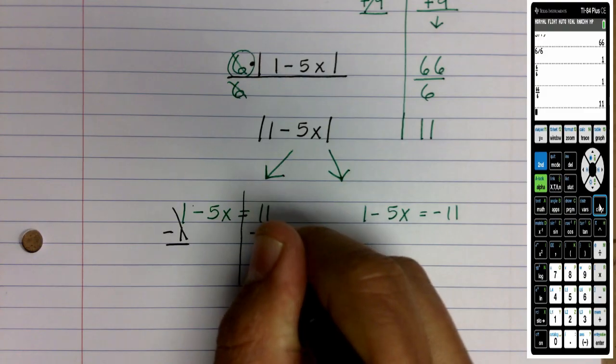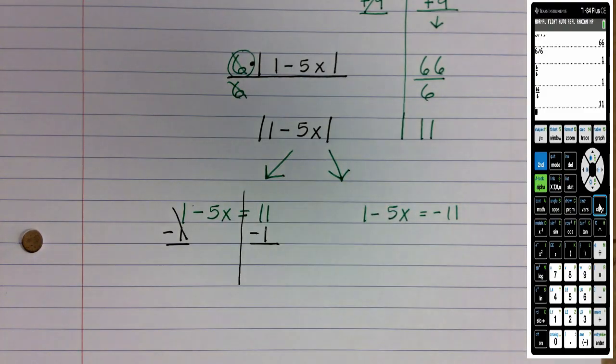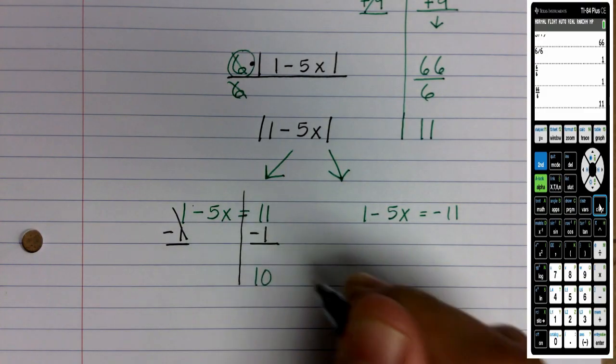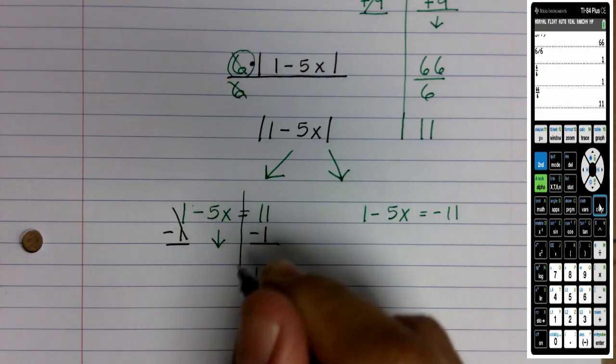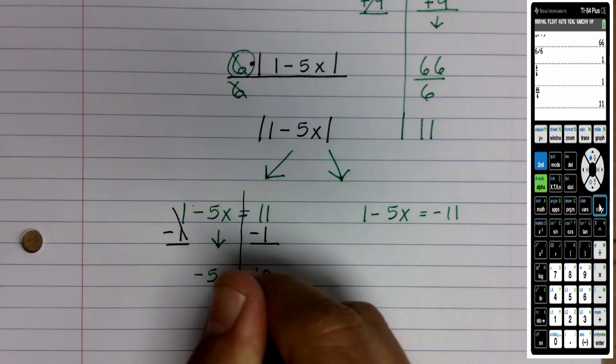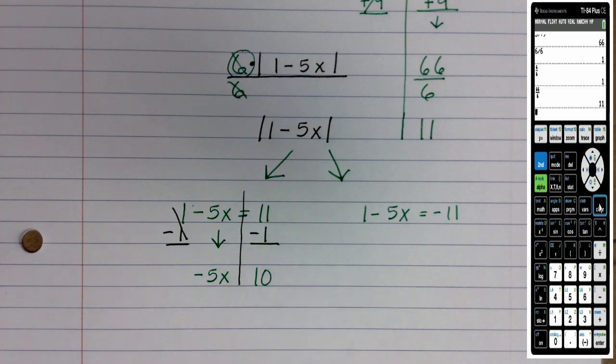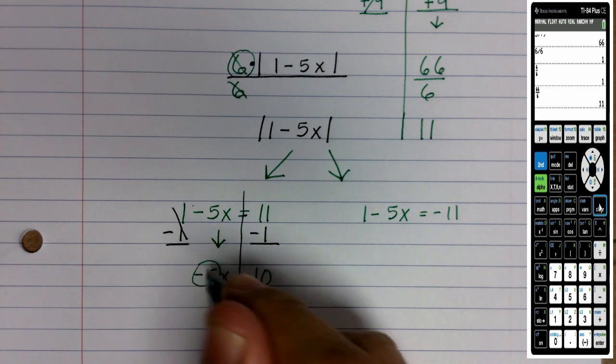And then I'm going to go ahead and subtract 1 from the right side. And 11 minus 1 leaves me with 10. I'm simply going to bring down the -5x. I haven't done anything with it yet. But now I want to get rid of this -5 that's being multiplied to my x.